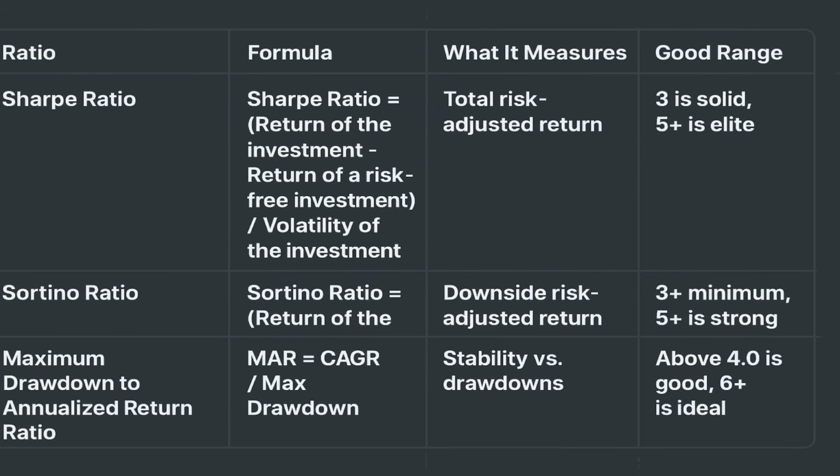Here's a quick recap. Sharpe ratio is your return of an investment minus the return of the risk-free rate divided by the total volatility of that investment. It's your total risk-adjusted return.